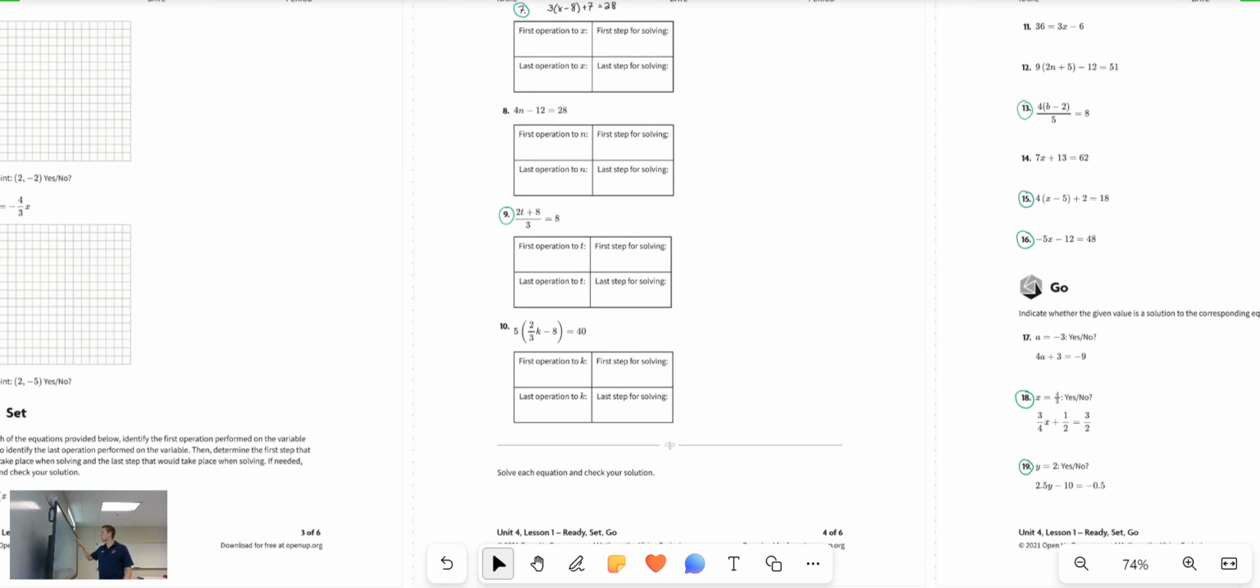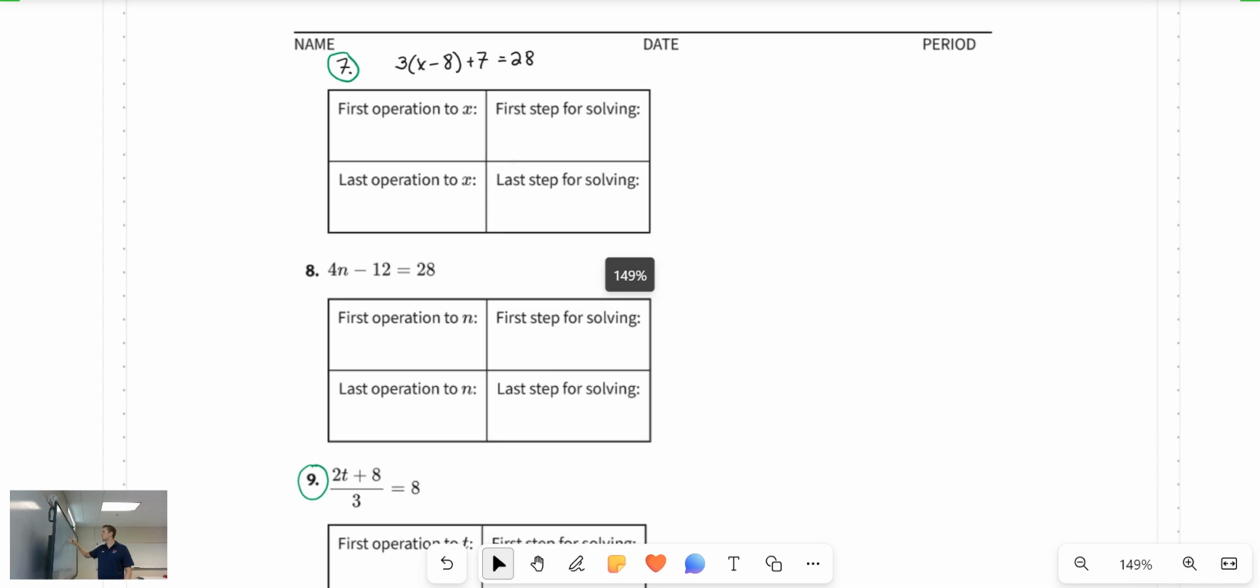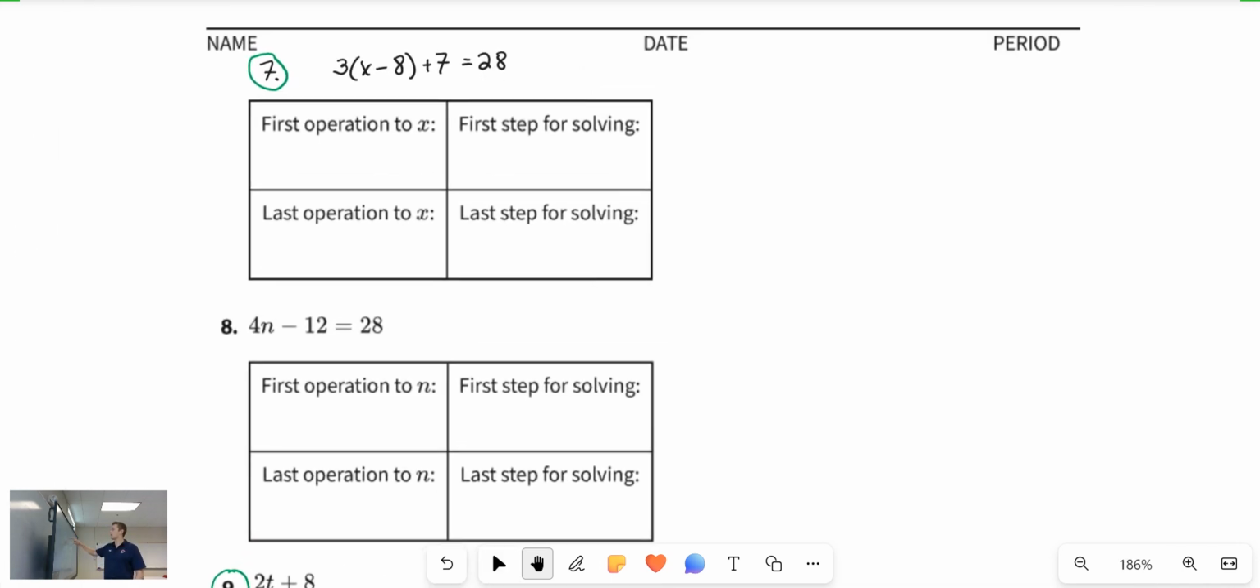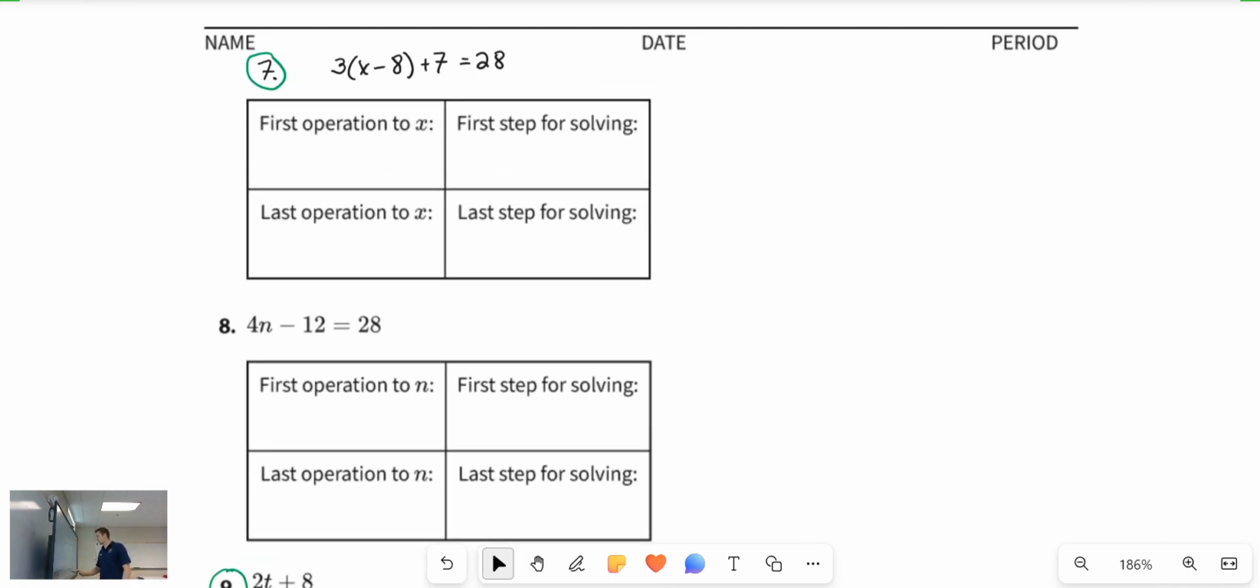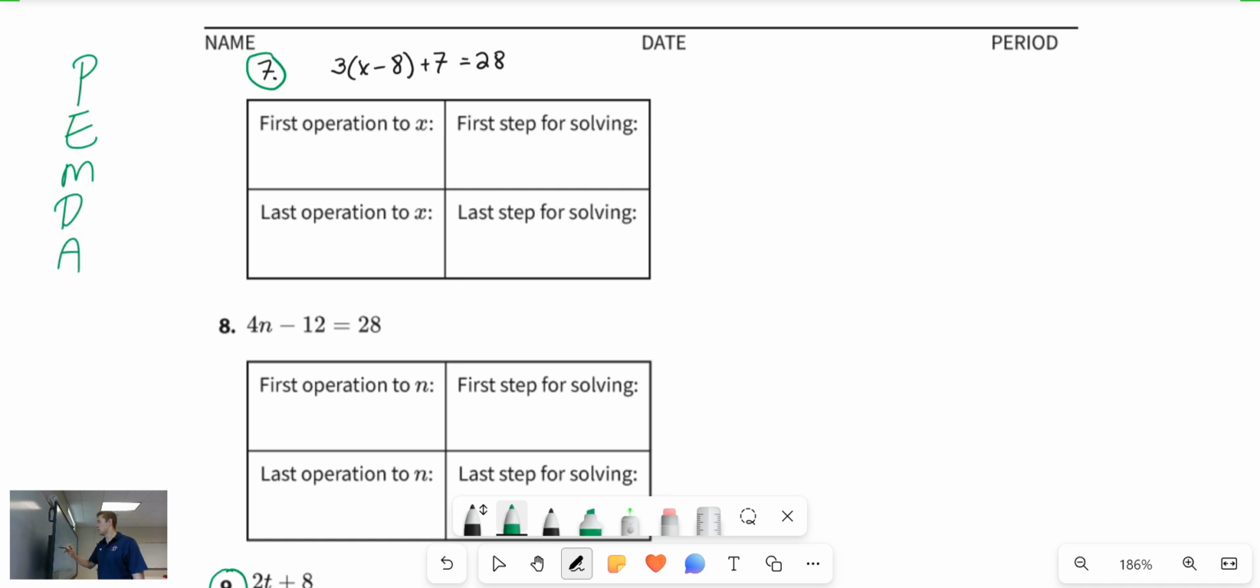So number 7, I've copied the equation up here just so we have that. All right, so the first operation performed on x. We know our order of operations is PEMDAS. We've talked about this a little bit, but it's good that we are refreshing it again. So the first operation is always parentheses. So we look in the parentheses and we see x minus 8. So the first operation to x is minus 8. That's what we're going to do first.